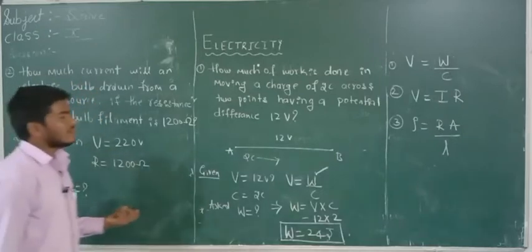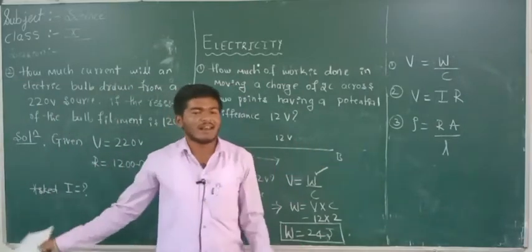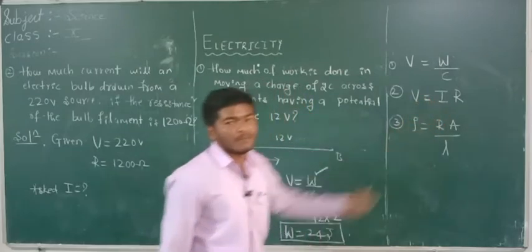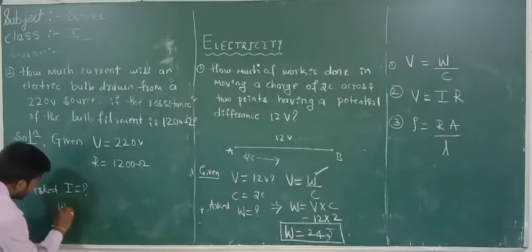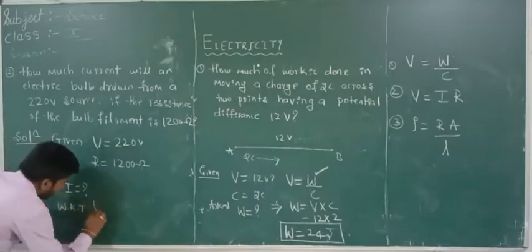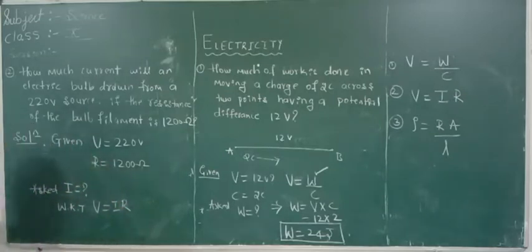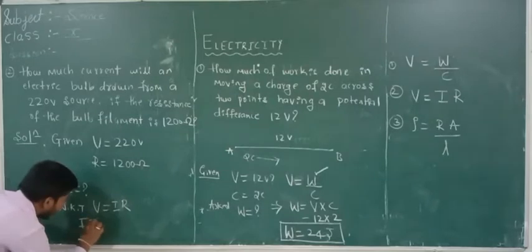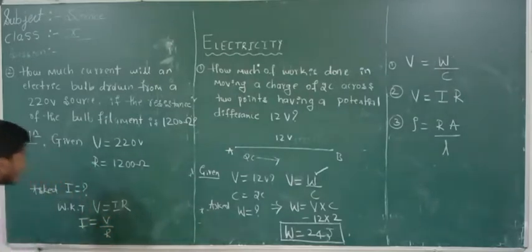So what is the suitable formula to calculate I, that is, electric current? It is nothing but V is equal to IR, that is Ohm's law. We know that V is equal to IR. But what are they asking? I is equal to what? That is, I is equal to V divided by R.